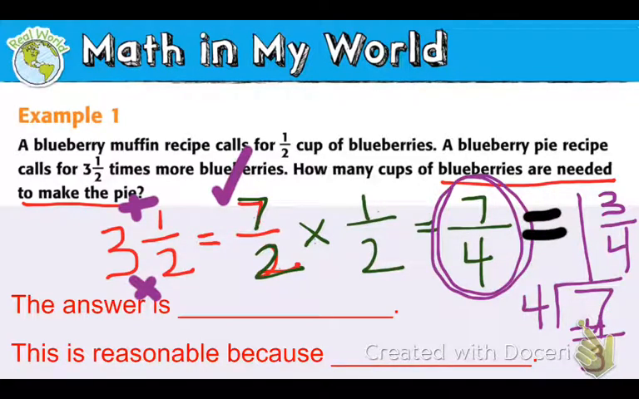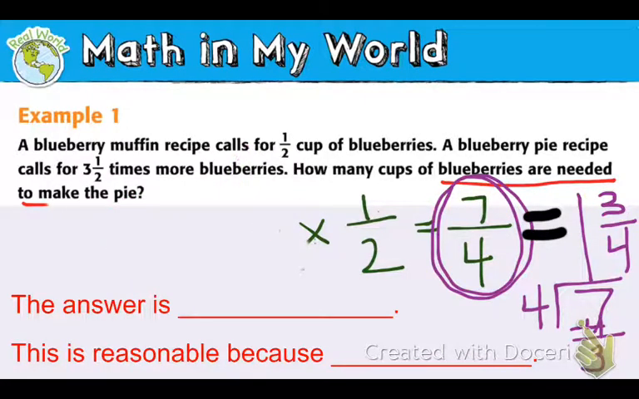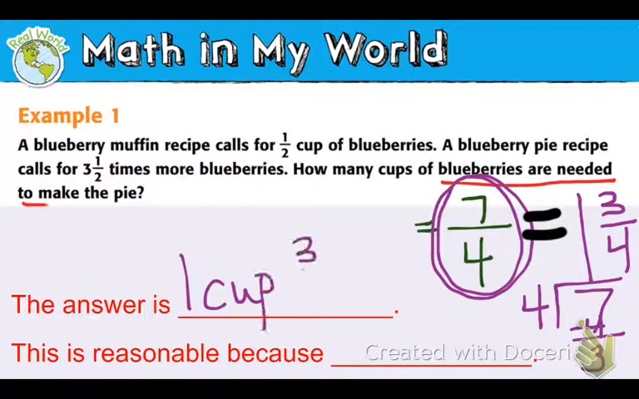So let's go back to the question. How many cups of blueberries are needed to make the pie? Well, the answer is I need 1 cup of blueberries and 3/4 of another cup of blueberries. It's reasonable because 7/4 has the same value as 1 3/4.